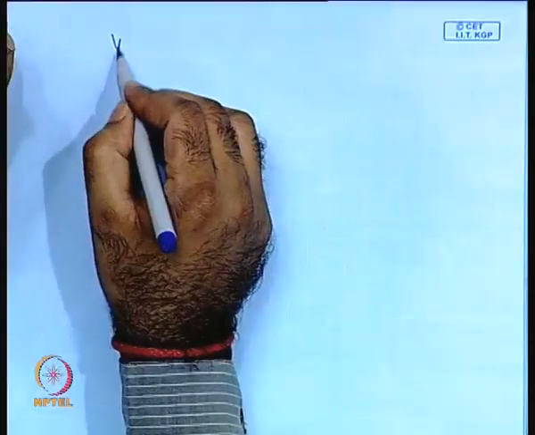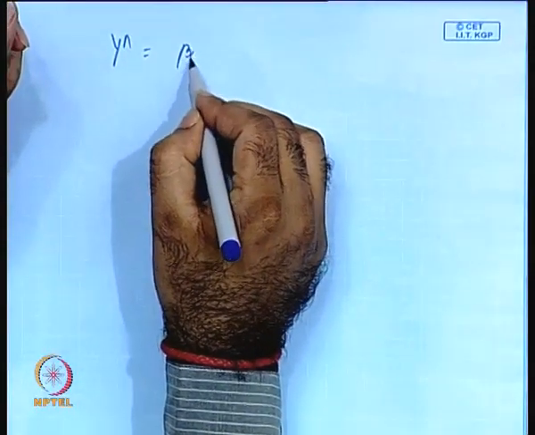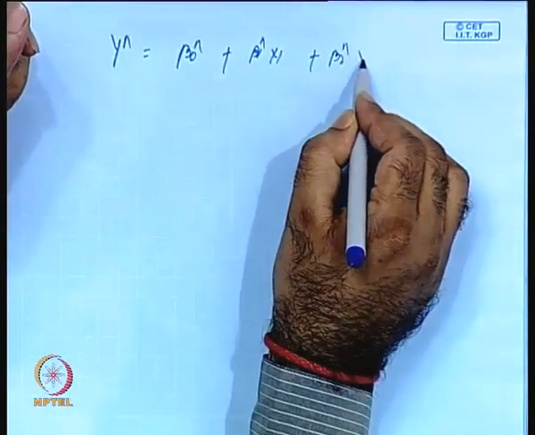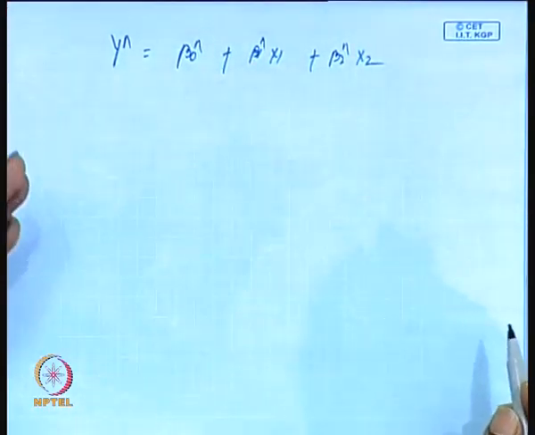So now y head is equal to beta 0 head plus beta 1 head x1 plus beta 2 head x2. This is the estimated model which we have derived from the original econometric model, y equal to beta 0 plus beta 1 x1 plus beta 2 x2 plus the error component u. After application of the least squares technique, we have received beta 0 head, beta 1 head and beta 2 head, where each has some statistical formula, which we have already discussed.